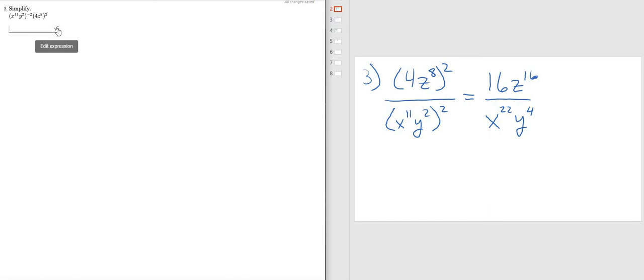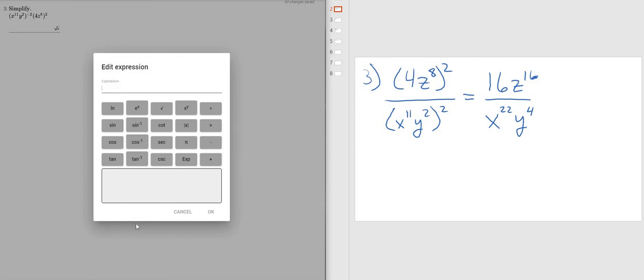And let me show you a little edit expression here. This is kind of cool. I'm going to type here and it's going to show you down below the way it's interpreting it. Okay, so I'm going to type this in as 16, notice I use parentheses there, z to the 4th. I use a little caret symbol from my keyboard. You could also use this x to the y if you want. And now I'm going to do divide. I'll just use my fraction bar from my keyboard, or you could use divide here, I guess. All over, notice I'm going to do parentheses again, x to the 22nd, y to the 4th, and close it off.